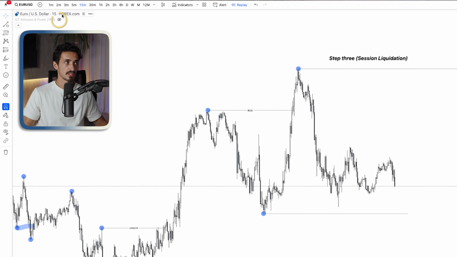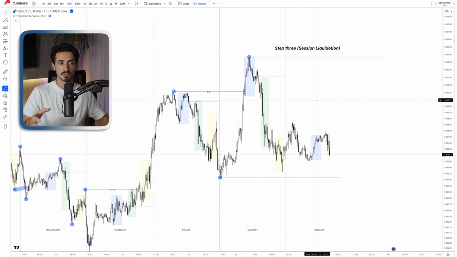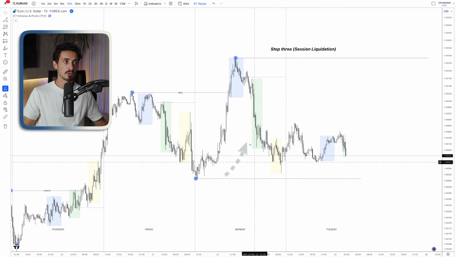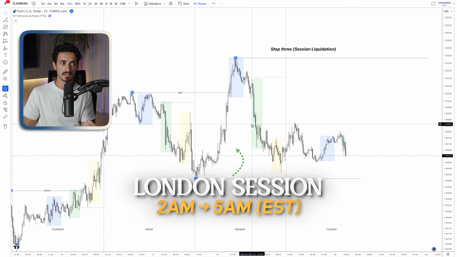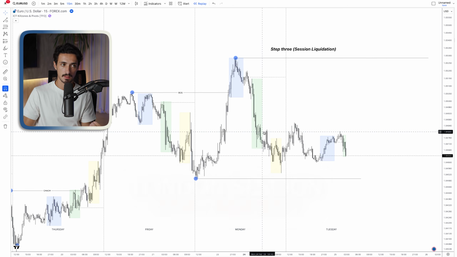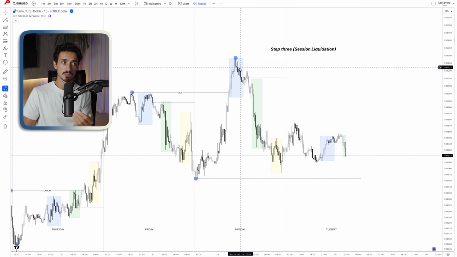This is a very, very important part of this system. What I do is I use this indicator here, and what this indicator does is it just boxes the sessions for me. So you can see in here, the blue box represents the Asia session, and that is from 8 p.m. until midnight Eastern Standard Time. Then we have my London session, which is my primary trading session, which is 2 a.m. to 5 a.m. Eastern Standard Time. And then I have my New York session, which is 7 a.m. until 10 a.m. Eastern Standard Time. So those are my 3 sessions.